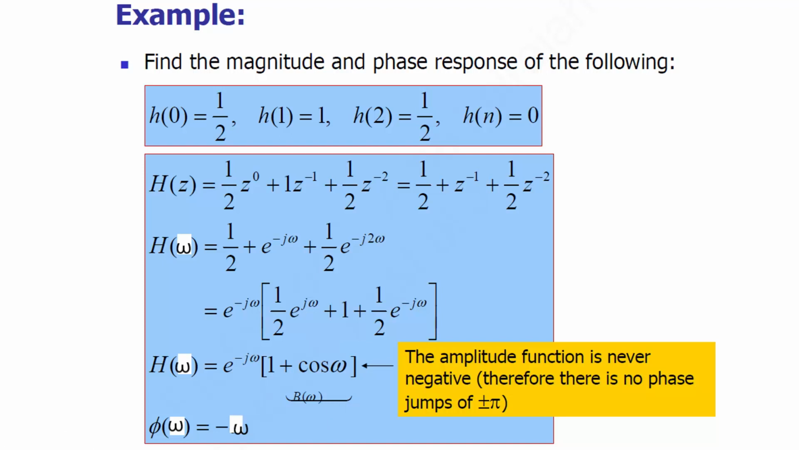Please remember that point. But in our example, it is 1 plus cos omega. This is never going to be negative. Therefore, the amplitude function is never negative here, and there are no phase jumps of plus minus pi. So the final value of the phase will be minus omega only.